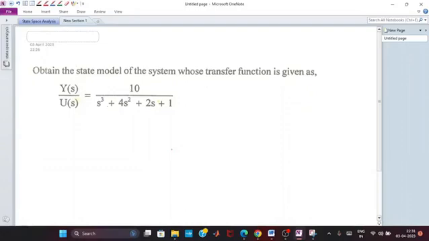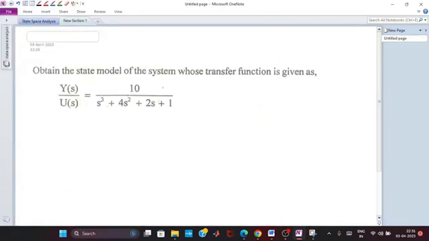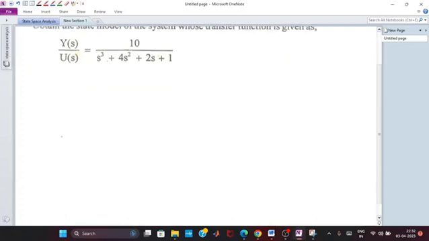Move on to problem number 2. Here you have to obtain the state model of the system whose transfer function is given like this. In the earlier problem we have seen, given the differential equation, how to construct a state model, that is the state equation and output equation. But here the transfer function is given, so you will try to estimate the state equation and the output equation, right? For this problem, first you have to convert the given transfer function into a differential equation.